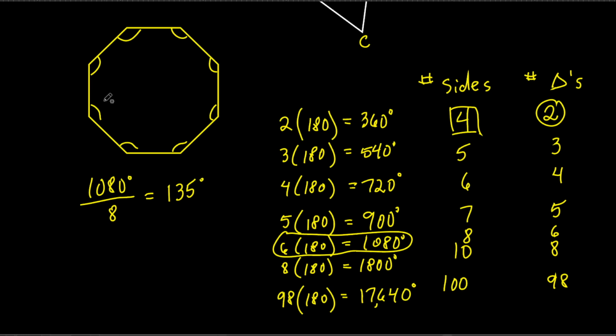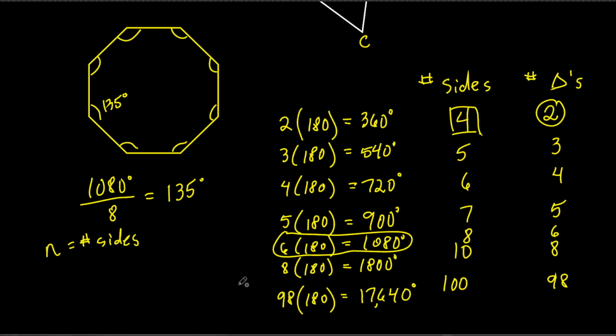So watch. On a stop sign, each angle is 135 degrees. You could do that with any polygon. So let's come up with a little formula, all right? So if you have the number of sides, we'll use the letter N to represent the number of sides. We'll do this, number of sides.